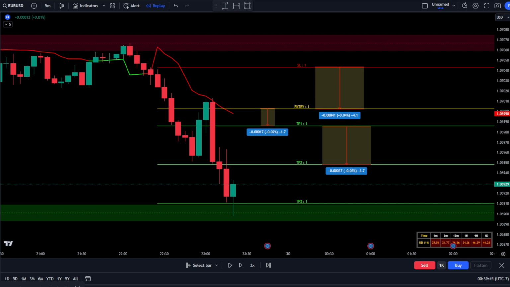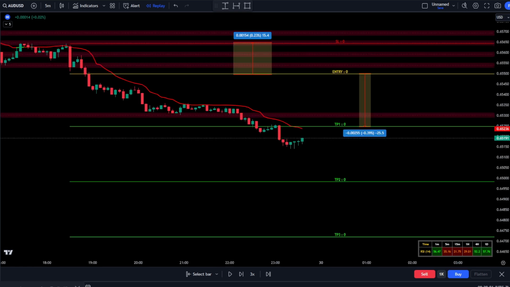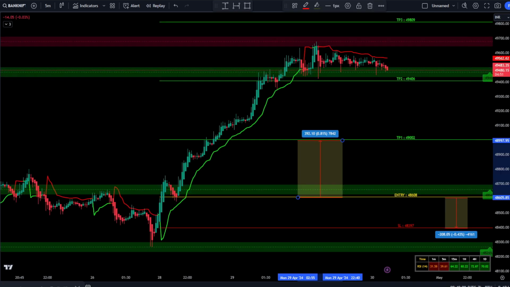This is what makes Scalper Pro so unique and the most advanced algorithm. We're going to close by looking at AUD USD. You can see the same parameters, different markets, giving you different outcomes when it comes to our entries and these zones. Lastly is the international trading pair Bank Nifty. The outcomes, the take profit and stop loss, are very, very different compared to the other ones.